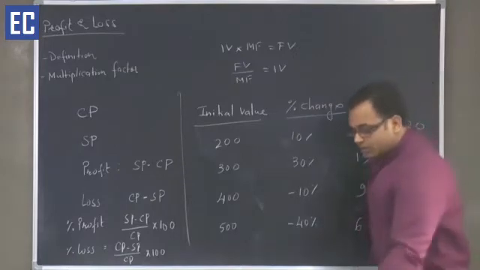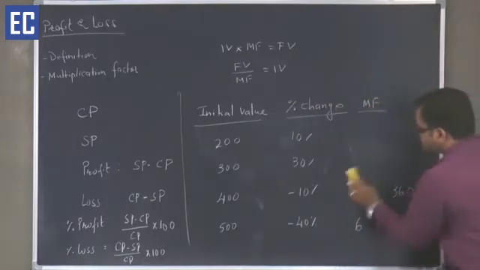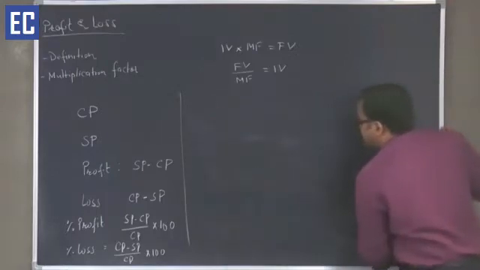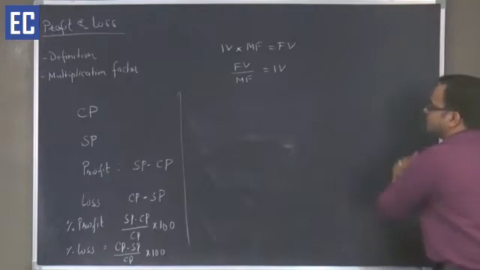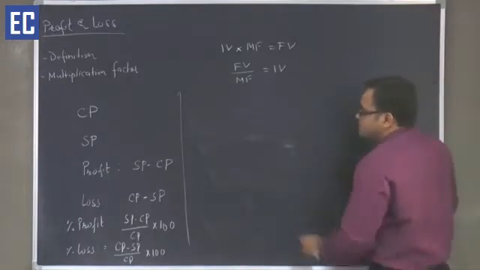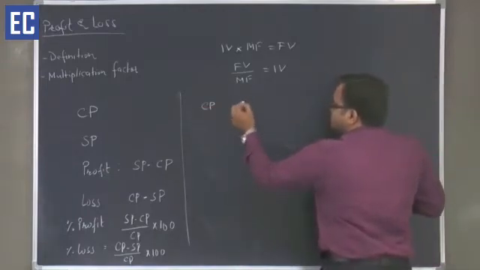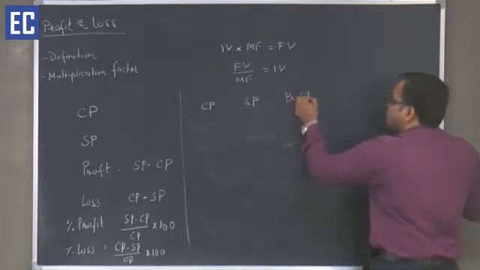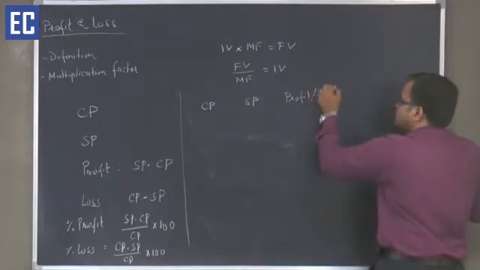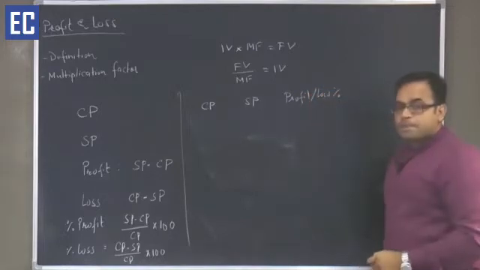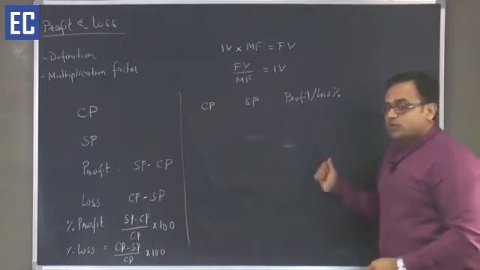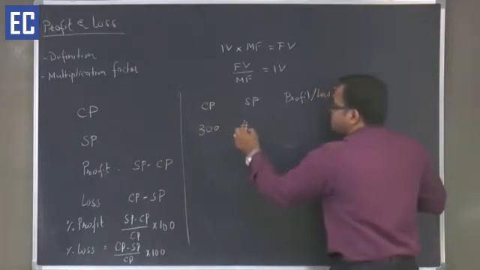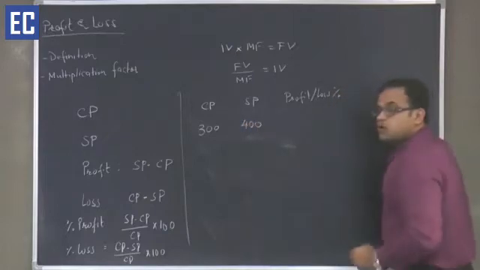Let us see how to apply this concept. We'll now take up a couple of examples and see how to fill in the blanks. Let's say this is CP, this is SP, and this is profit or loss percentage, and we have to fill in these values. Let's say CP is equal to 300, SP is equal to 400. What is the profit or loss percentage?